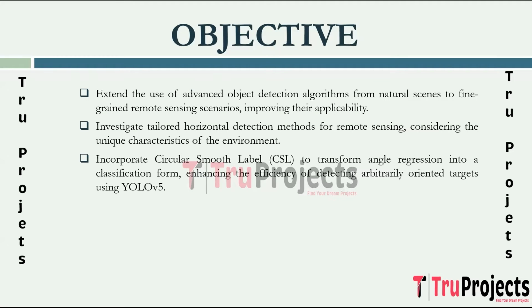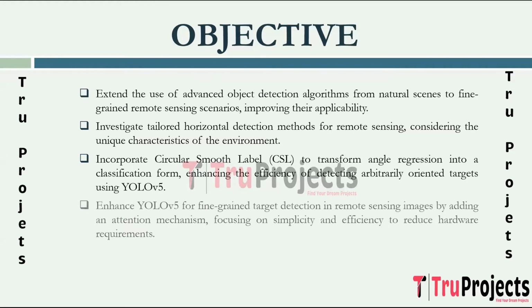Incorporating the circular smooth label, which is the CSL method, to transform angle regression into a classification form, providing a solution to the periodicity challenge. Leveraging YOLOv5 as a baseline, the project aims to combine CSL to efficiently detect arbitrarily oriented targets. The goal is to enhance the YOLOv5 model with an attention mechanism module to achieve fine-grained target detection in remote sensing images. The objective is to distinguish between instance classes and improve detection accuracy, particularly for small objects. The project aims for simplicity and efficiency to reduce hardware requirements while achieving meaningful results.